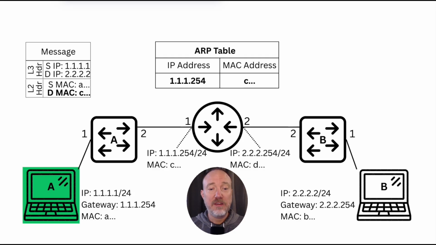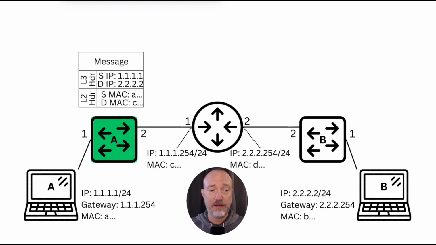So now PCA has enough information to build the rest of the layer 2 header. It puts MAC address C as the layer 2 destination. Now it's done with the layer 2 header. It's now a complete frame. And this frame is converted to layer 1 signaling, and it is sent to switch A.